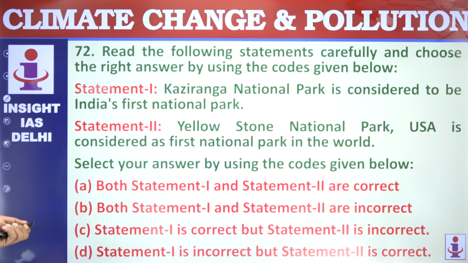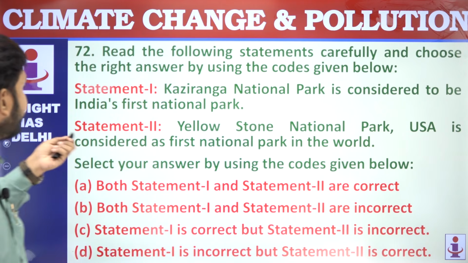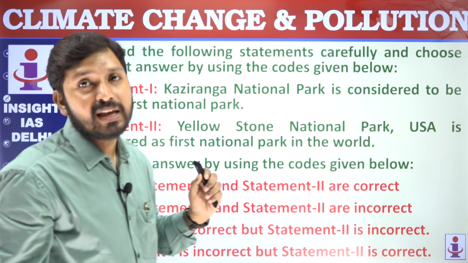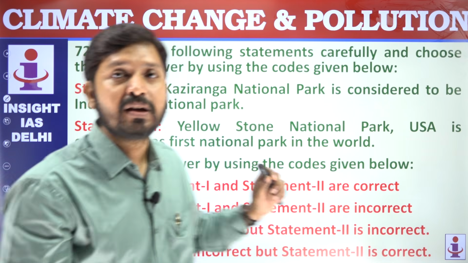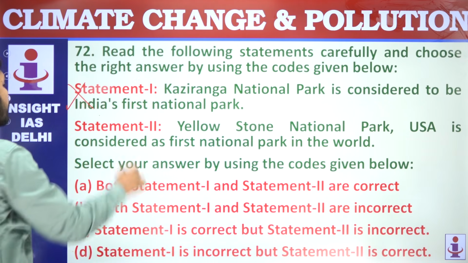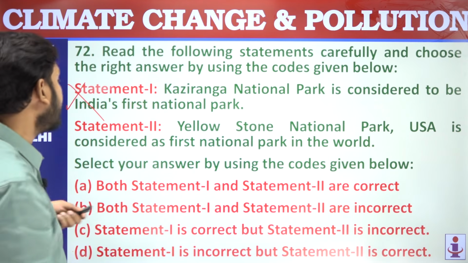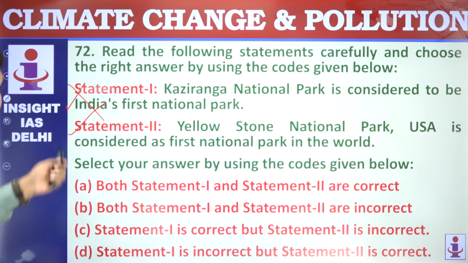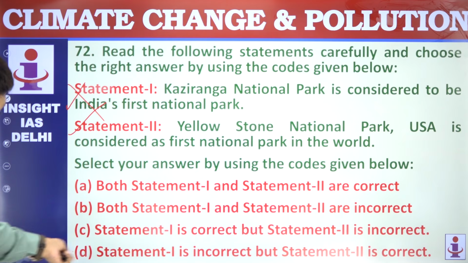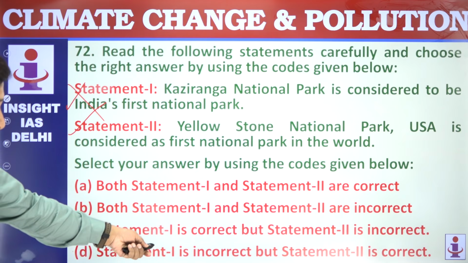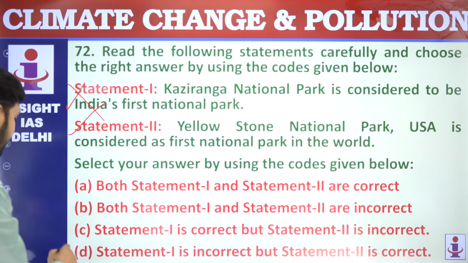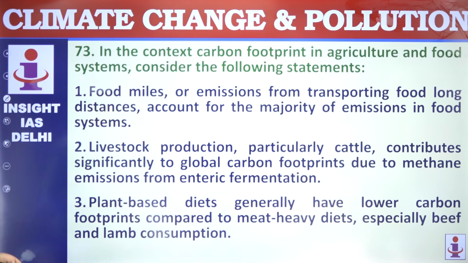Next one. Read the following statements carefully and choose the right answer by using the codes given below. Statement 1: Kaziranga National Park is considered to be India's first national park. No, it is not Kaziranga, it is Jim Corbett National Park that is the first one in India. This is wrong. Statement 2: Yellowstone National Park, USA is considered the first national park of the world. Yes, this is the right statement. So one is wrong, second one is right. Statement 1 is incorrect, but statement 2 is correct, so option D.